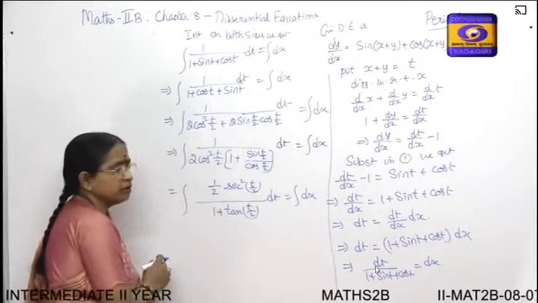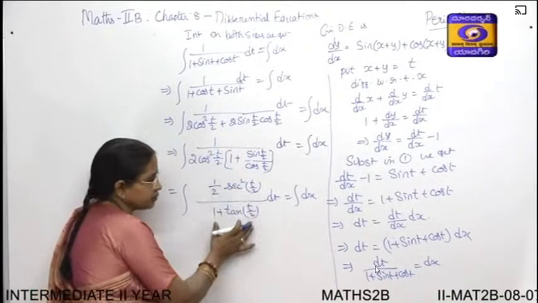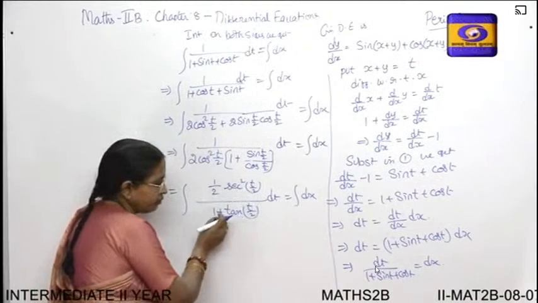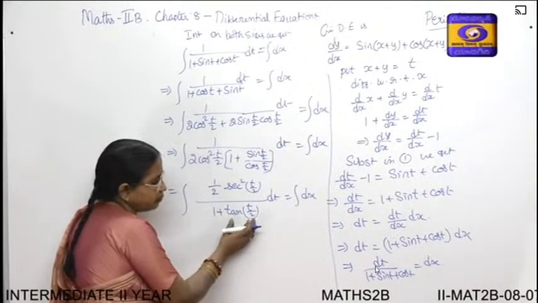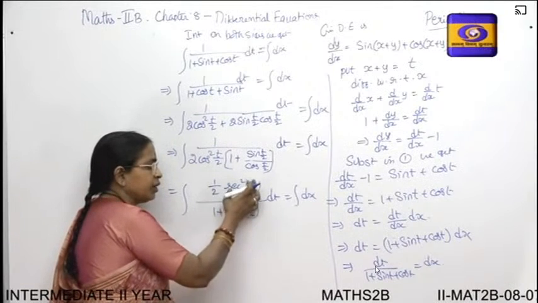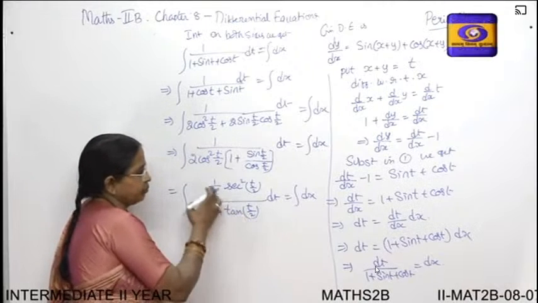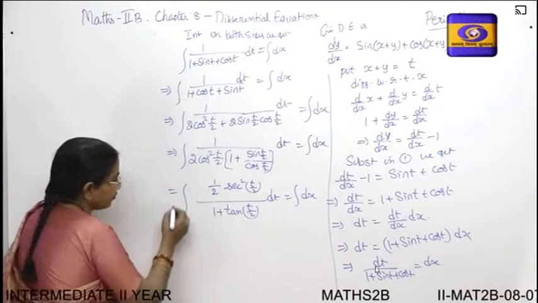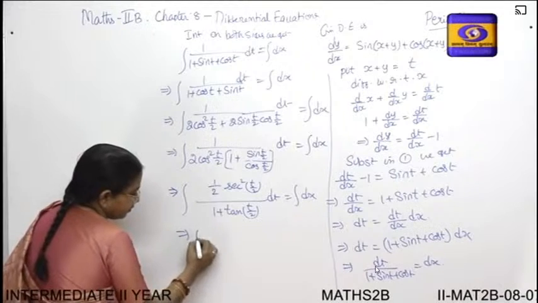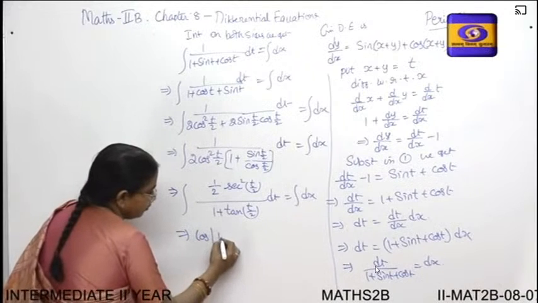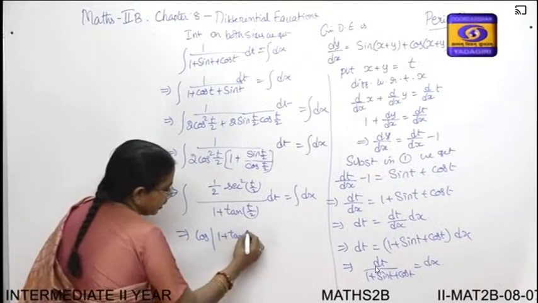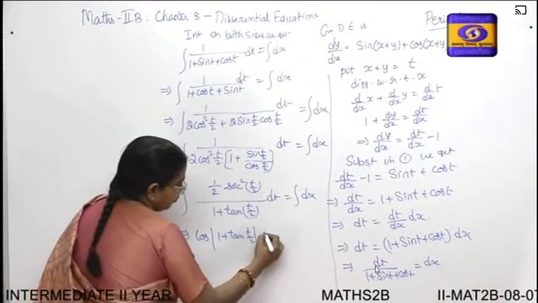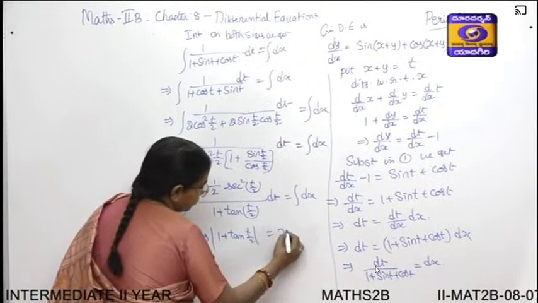Now if you observe, this is in the form f dash x by f x. The derivative of 1 is 0. The derivative of tan t by 2 is secant square t by 2 into the derivative of t by 2, that is 1 by 2. So it is in the form of f dash x by f x. So it is log of 1 plus tan of t by 2 is equal to x plus c.